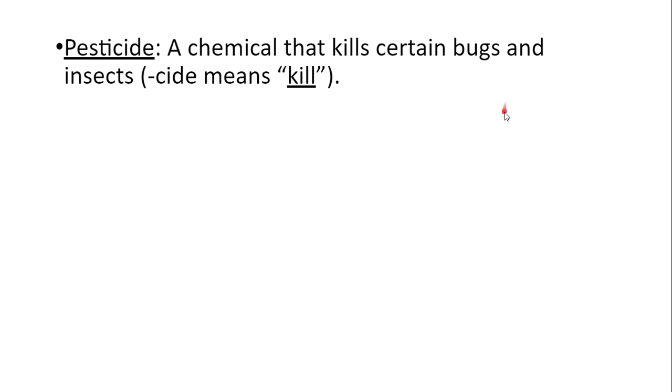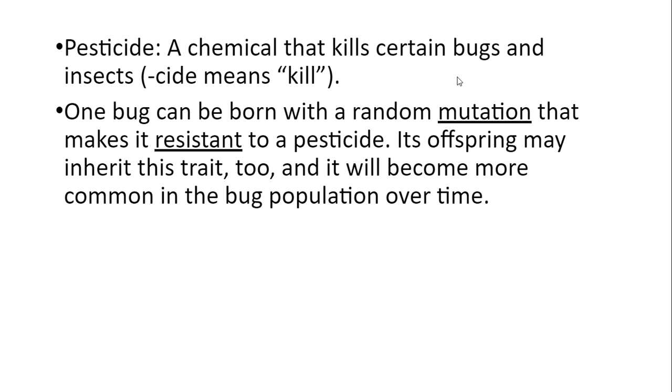Let's talk about pesticides. So a pesticide is a chemical that kills certain bugs and insects. And that ending part of our word, cide, that means to kill. So pesticide, we're killing pests. In this case, you have certain bugs and insects.